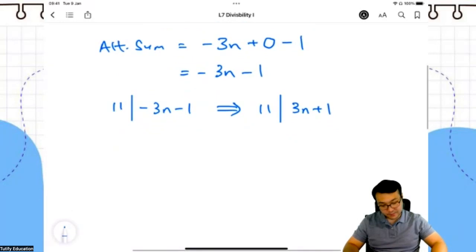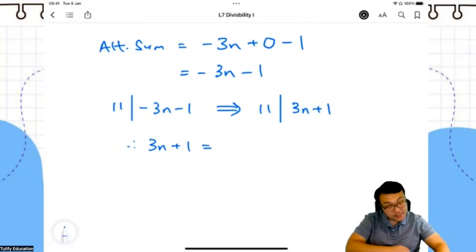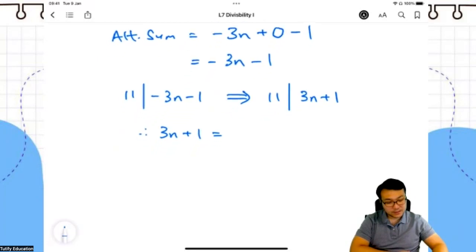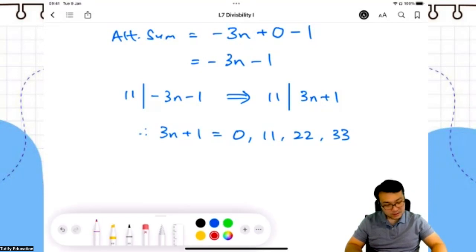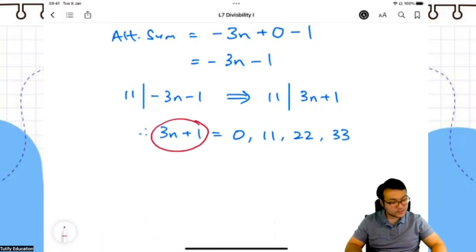So can you tell me what are the possible values of 3n plus 1, starting from the smallest? Any number that is the smallest number that is divisible by 11 is? 0. What else? 11. What else? 22. What else? 33. Okay, let's stop there for a while. Is it possible that 3n plus 1 is going to be 0? No.